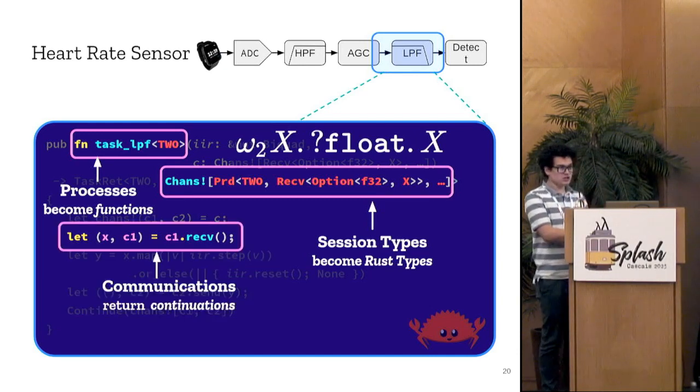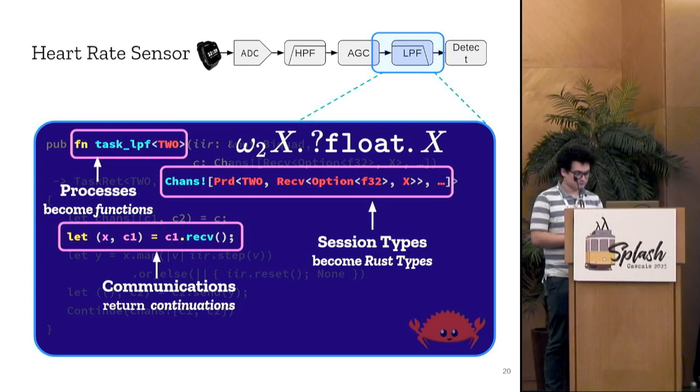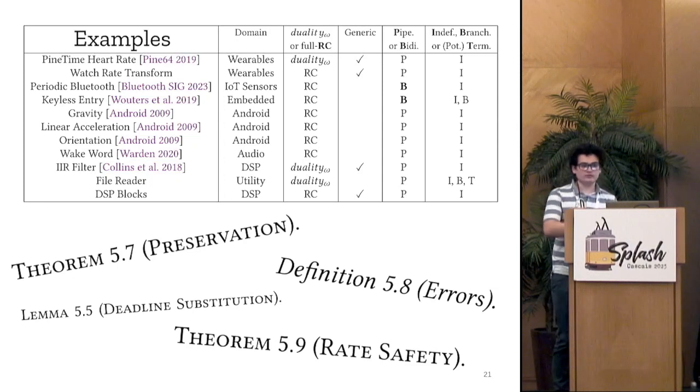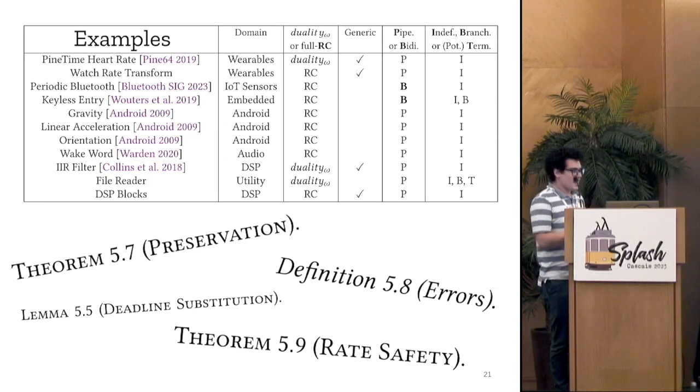Finally, communications are now effectively methods on those channel objects, and to get the linear behavior we need, we return a continuation. And there's some fun stuff we do in the implementation to make sure that this continuation gives us full linearity built on top of the substructural type system of Rust. And again, that's the implementation. We go through a bunch of examples in the paper, the implementation, and then we prove some very nice properties about that implementation. I will call out, we have a formal definition of error and lack thereof.